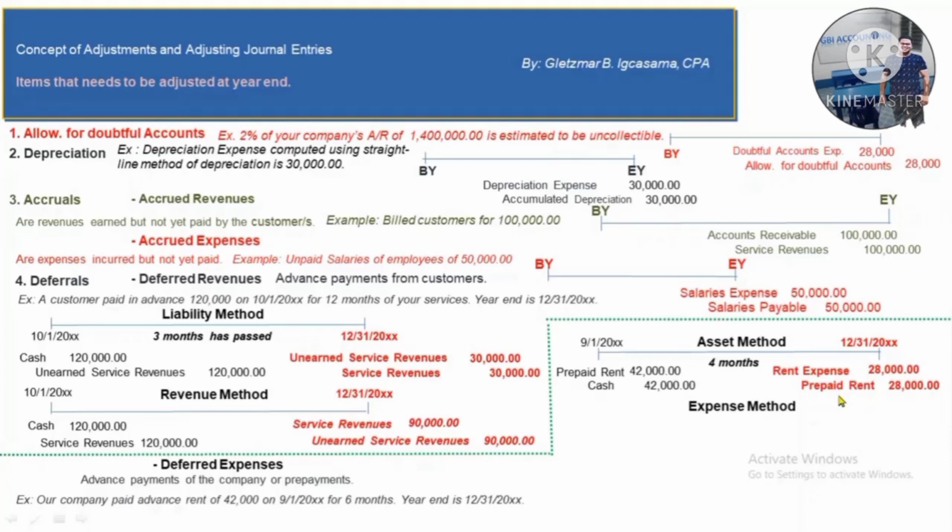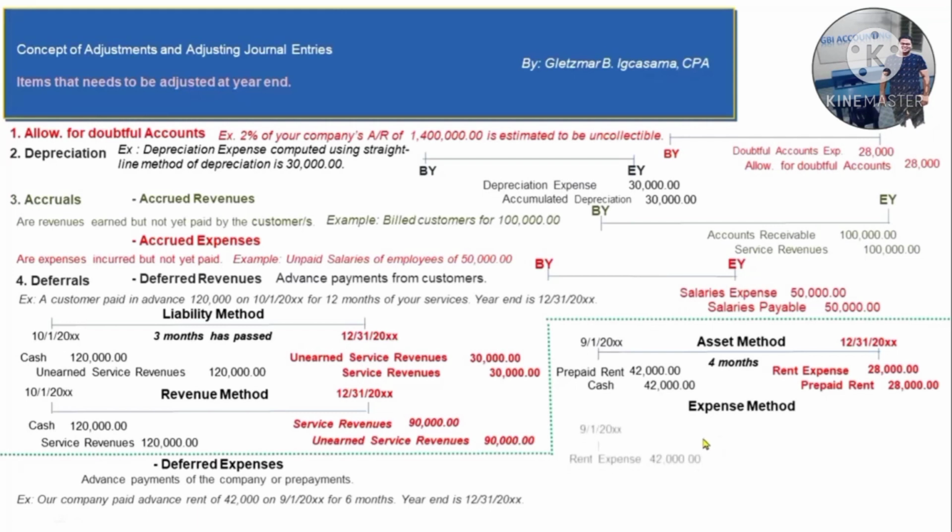But before we go to the expense method, I would like to summarize that when you are going to use the asset method, the prepayment of our company is recognized as an asset first, just like this one, and at the year end, the expense portion will be recognized. In the expense method, the payment is recognized as an expense immediately even if the company has not yet used the benefit of such payment.